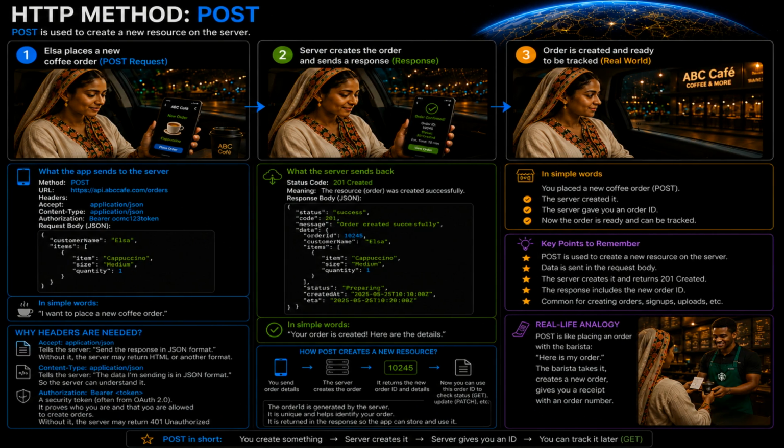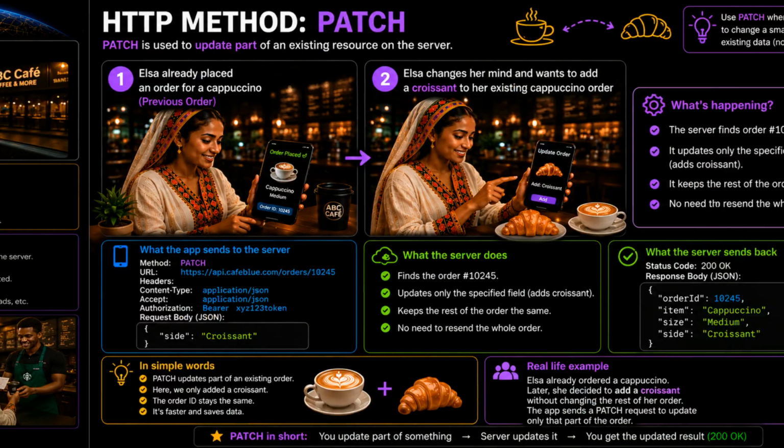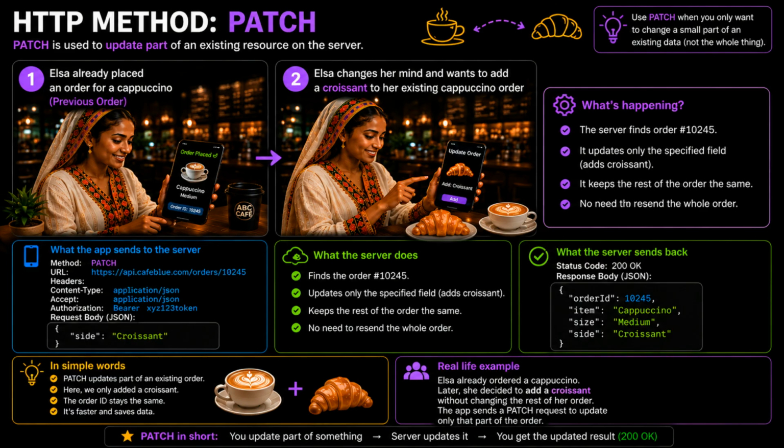When a customer like Elsa places a new order, the app sends a POST request with the order details in JSON format. The server processes this, creates the order, and returns a 201 Created status, confirming everything is stored. Suppose Elsa wants to add a croissant to her existing order. Using the PATCH method, the app sends only the change. The server updates the record and returns a 200 OK status, keeping the initial order intact.